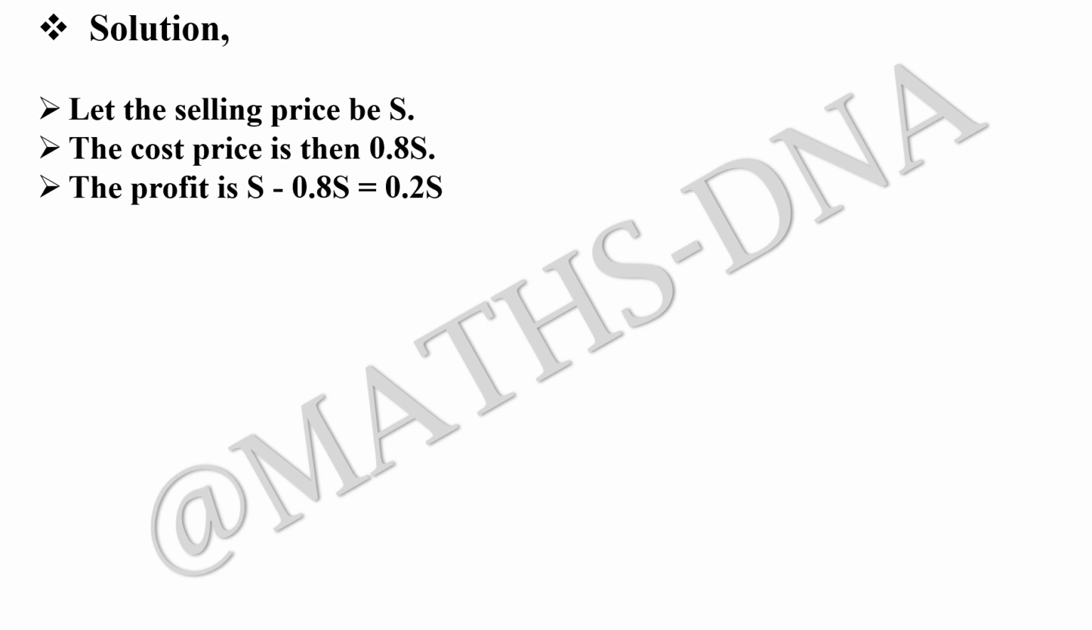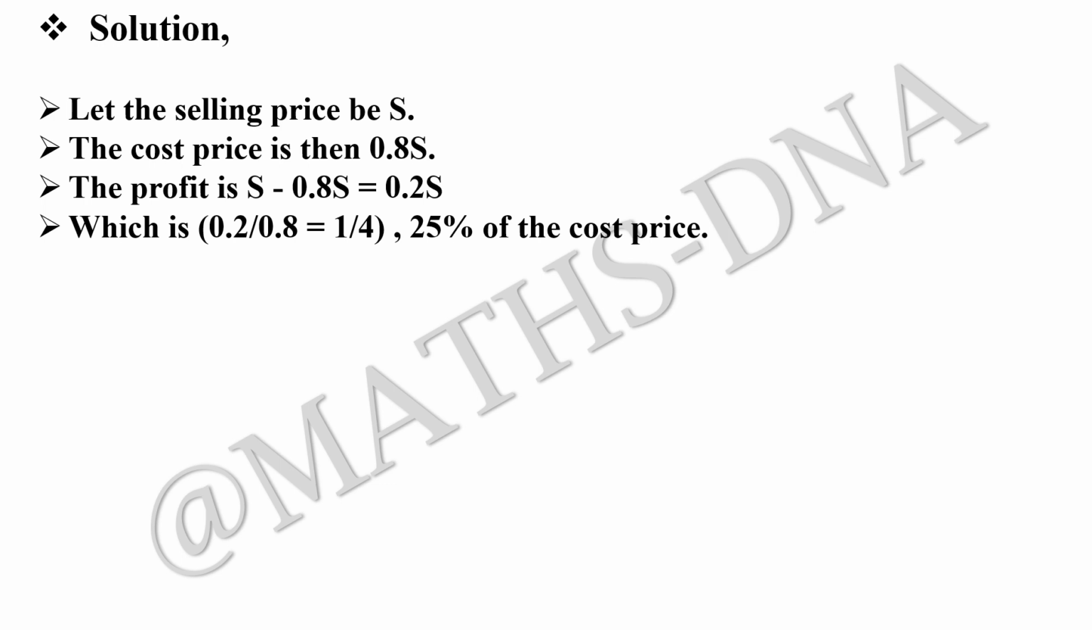Now we have to find the percentage, which is 0.2 upon 0.8. Always remember, you always find the profit or loss on the cost price. So 0.2 upon, it will be 0.8. 0.2 upon 0.8. Students make a mistake over here.